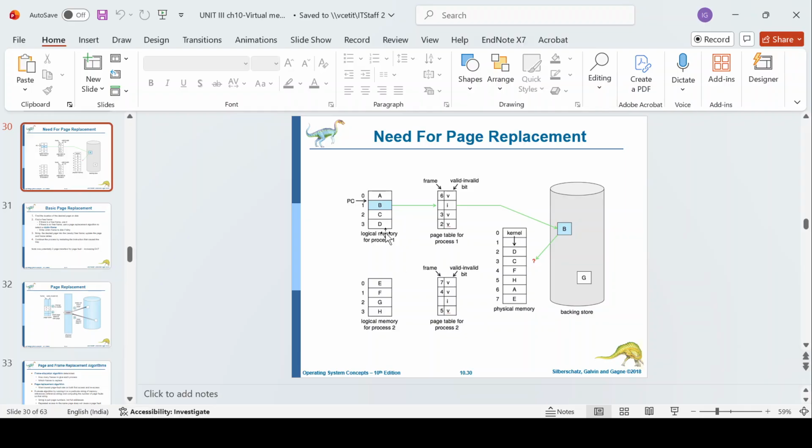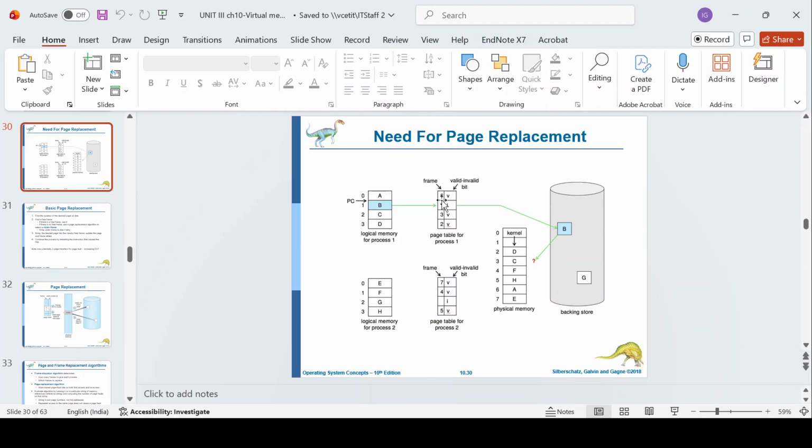For executing process P1, currently it requires only three pages: A, C, D. So those three pages are loaded into main memory. And for executing process P2, we currently need only three pages: E, F, H. So those pages are loaded into main memory for execution.